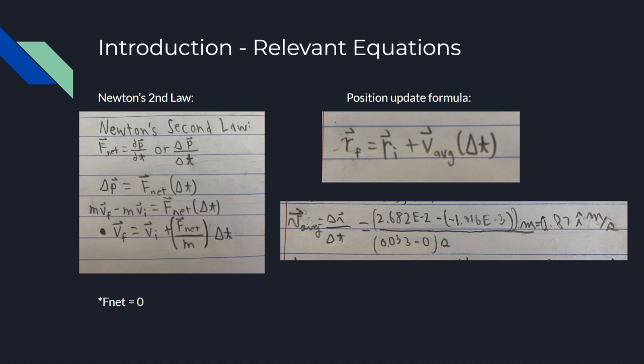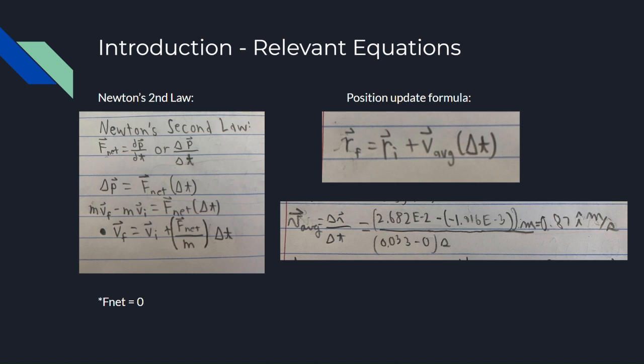The relevant equations that will be used in this experiment are provided here. First and foremost, we have Newton's second law, which is defined as the net force on a system is equal to its change in momentum over change in time. Rearranging and expanding this definition, we end up with the velocity update formula, which is the final velocity of a system is equal to its initial velocity plus the net force on the system divided by its mass times the change in time.